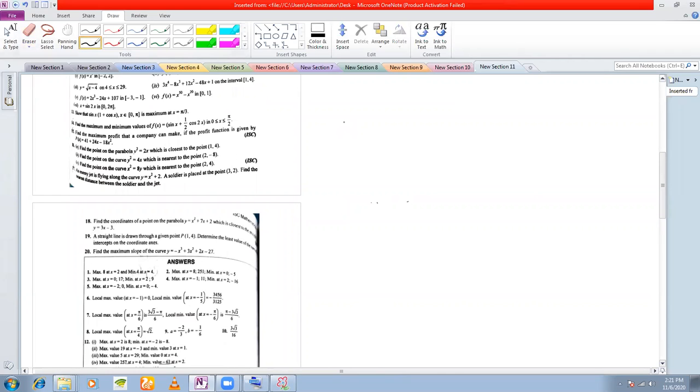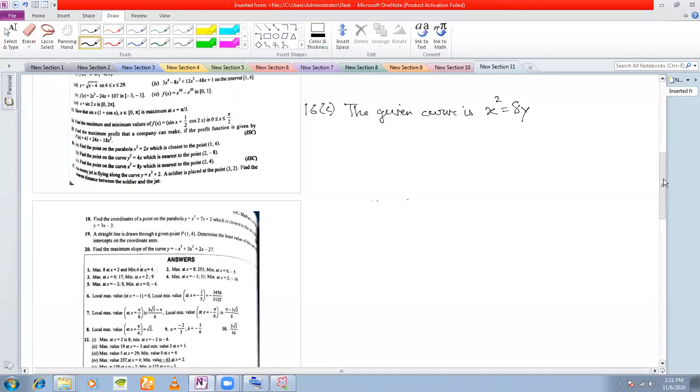So the question here is not maximum profit. We are not supposed to do this. We are supposed to find the point on the curve. This is number 16C. The given curve is x square equal to 8y, and we need to find the point on the curve which is nearest to the given point.